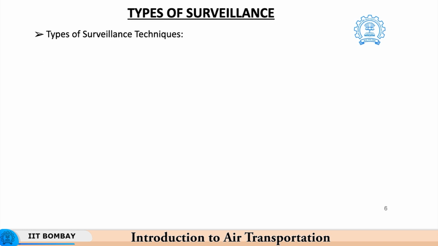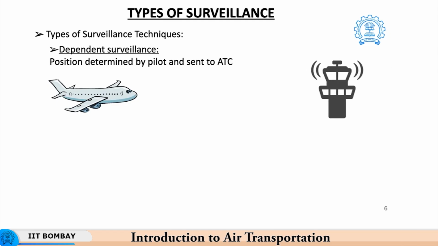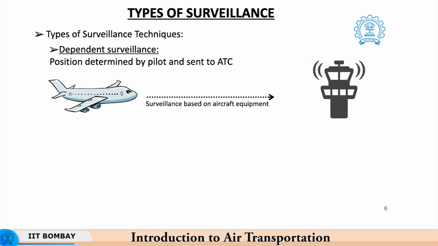Now, there are different types of surveillance techniques. The first technique is called dependent surveillance. In this type of technique, the position of the aircraft is obtained directly by the aircraft itself. This technique makes use of more advanced surveillance technologies like satellite communication to obtain the overall coordinates, which are subsequently transmitted to the nearest ATC.